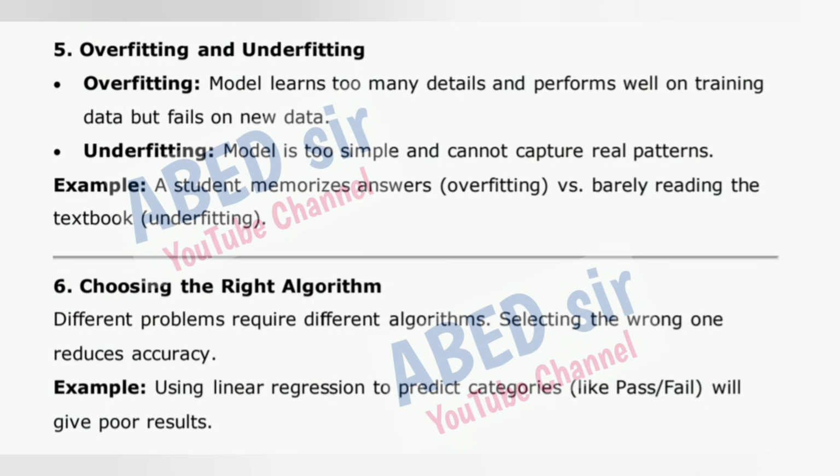5. Overfitting and underfitting. Overfitting: model learns too many details and performs well on training data but fails on new data. Underfitting: model is too simple and cannot capture real patterns. Example, a student memorizes answers, overfitting, versus barely reading the textbook, underfitting. 6. Choosing the right algorithm. Different problems require different algorithms. Selecting the wrong one reduces accuracy. Example, using linear regression to predict categories, like pass-fail, will give poor results.